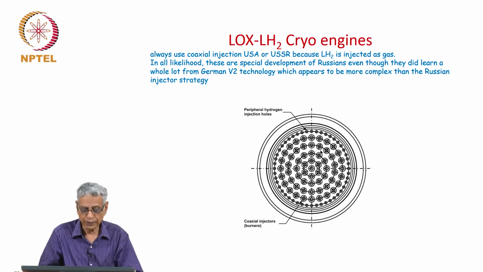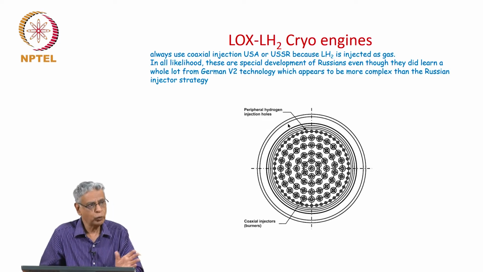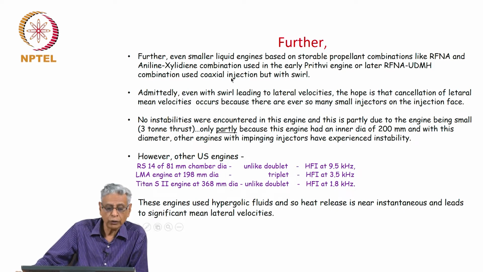Okay, you notice the fact that there are peripheral hydrogen injection holes. These are for film cooling the surface so that the heat flux that goes into the walls is reduced, and so you get better protection for the combustion chamber. Further, even smaller liquid engines based on storable propellant combinations like RFNA, aniline, xylidine combination used in the early Prithvi engine, or the later RFNA UDMH combination, used coaxial injection but with swirl.